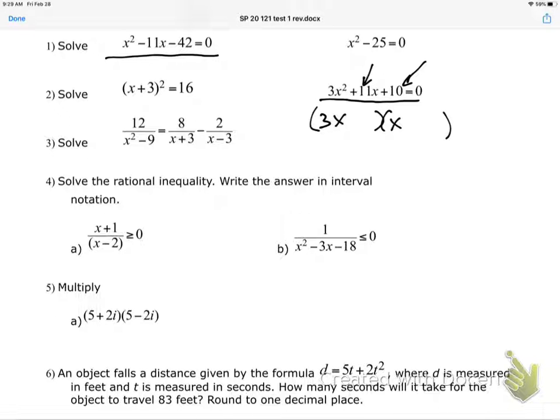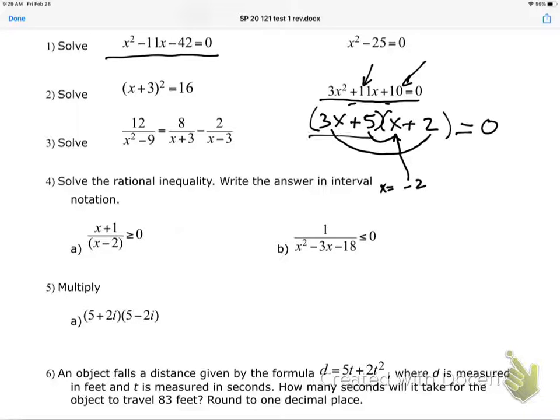3, 5, 2, right, that goes there, that goes there. It's all pluses, which is nice, because these are all pluses. Okay, so let's double check. That's 6x, that's 5x, yes, that gives 11x. Don't forget it's still equal to 0. So the 0 here will be negative 2, so x equals negative 2.